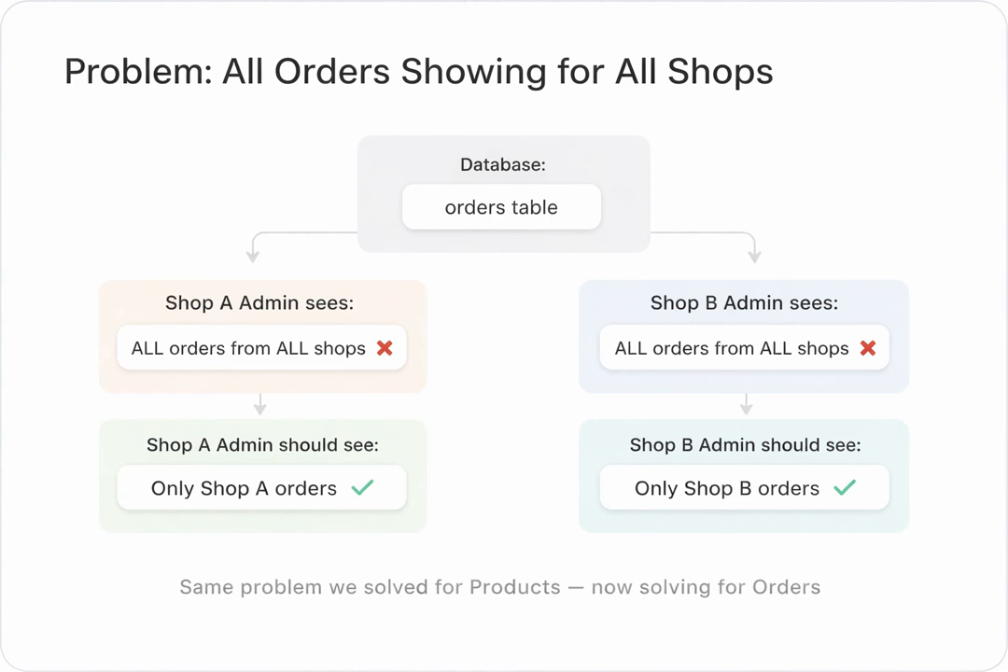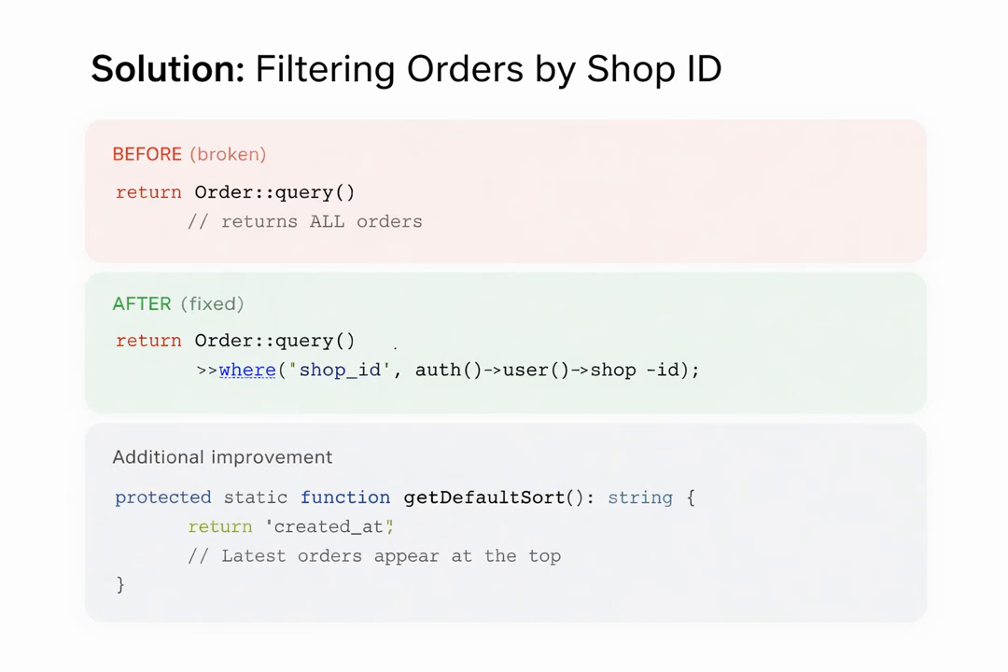We need to filter the query. The fix is straightforward. We add a where clause to filter orders by the current shop's ID. We take the same filtering logic we used in the products resource and apply it to the orders resource. This ensures that when a shop owner logs into the admin panel, they only see orders that belong to their shop. We also added default sort so that the most recent orders appear at the top of the list. This is a much better user experience for a shop owner who wants to see their latest orders first.